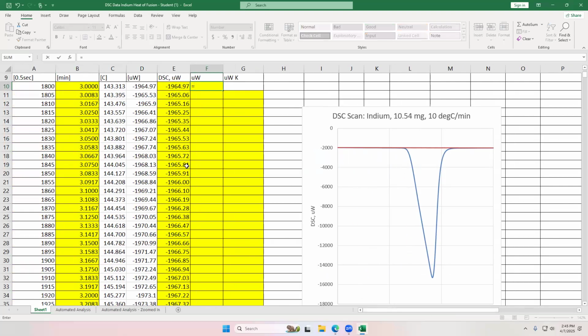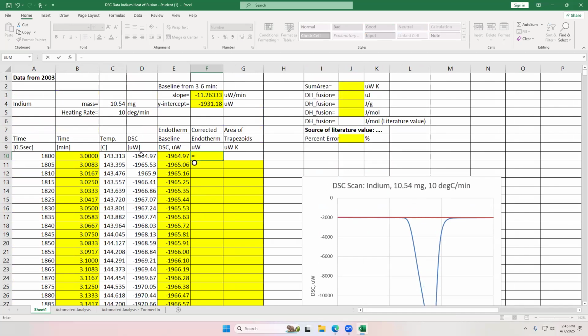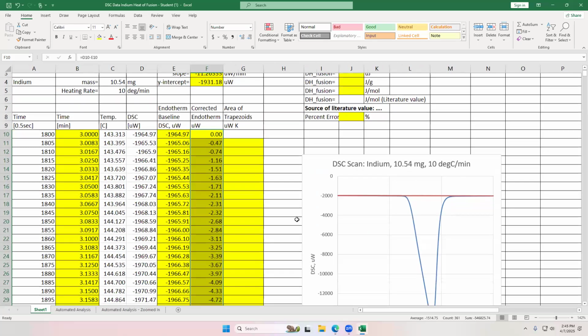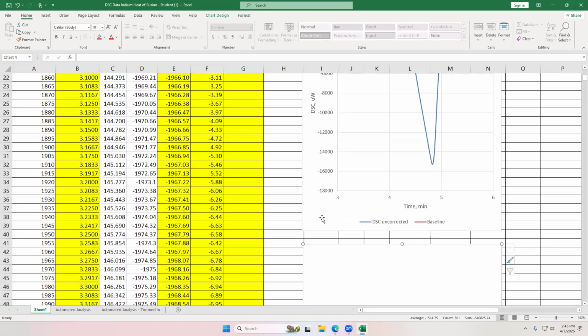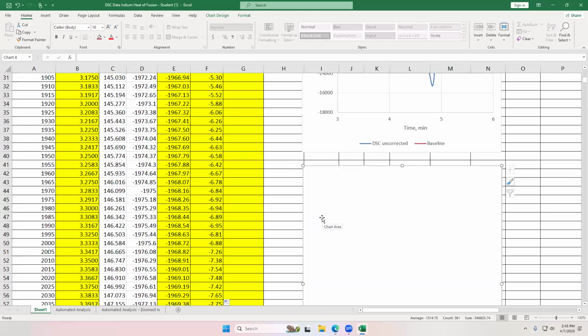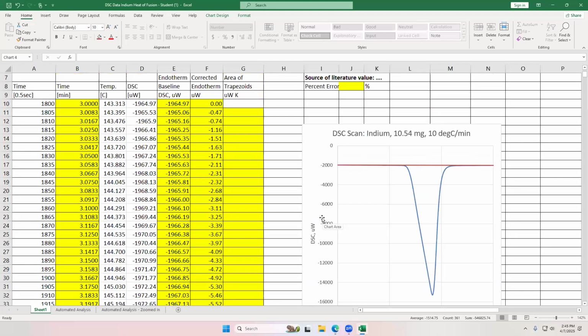So this is equal to B10, which is the uncorrected one, minus the baseline. That's the corrected one. You can see that should be 0, right, at the edge. And then copy that down. And let's plot that in the next chart, the corrected one.